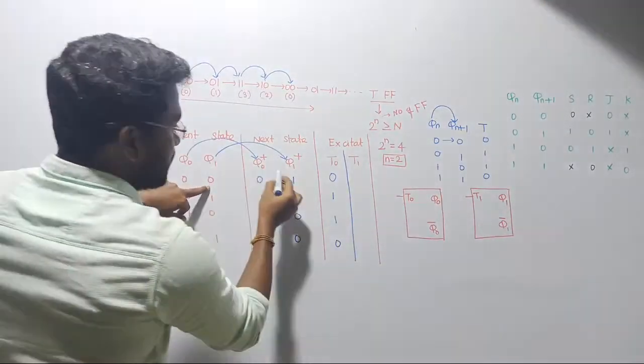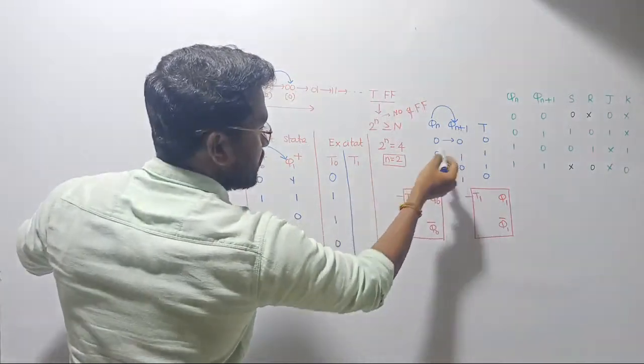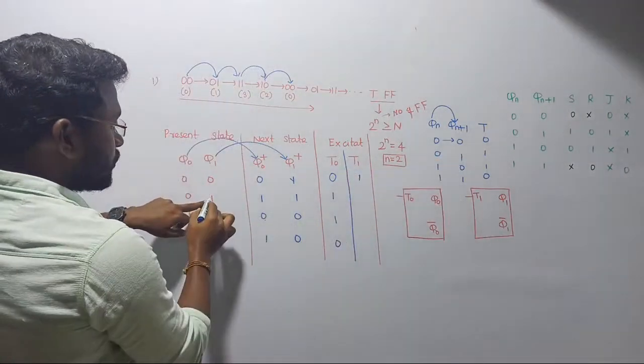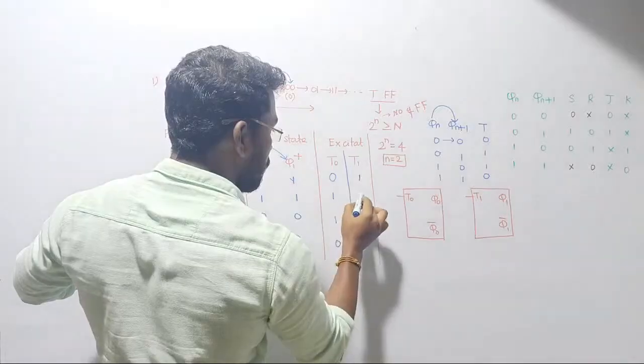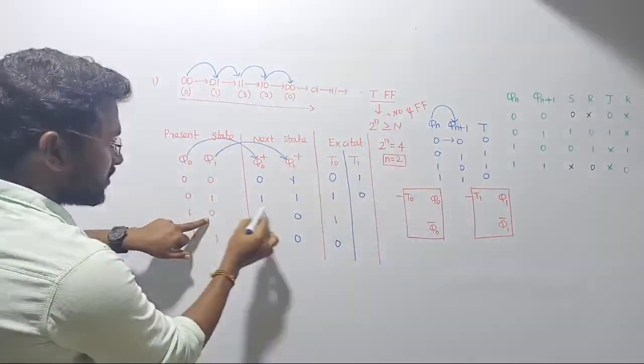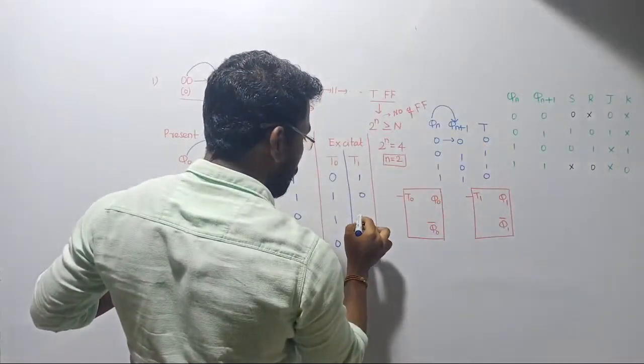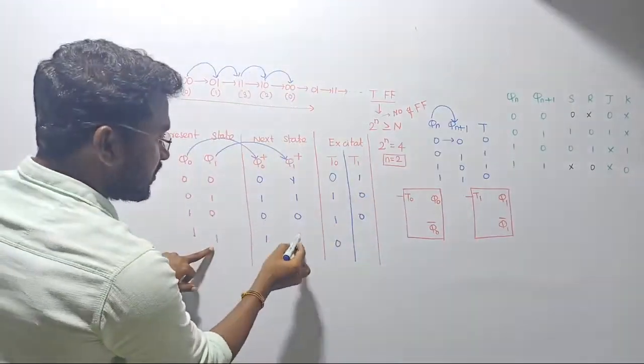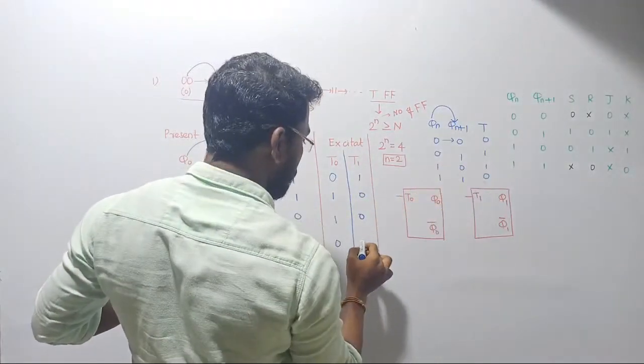Present state is 0, next state is 1. Present state is 0, next state is 1, it is 1. Present state is 1, next state also 1, 1 to 1, output is 0. Present state is 0, next state also 0, for 0 0, output is 0. Present state is 1, next state is 0, 1 1 to 0, possible output is 1.